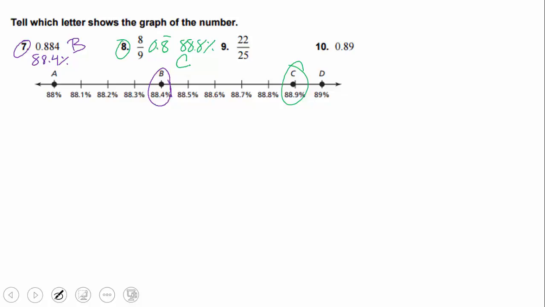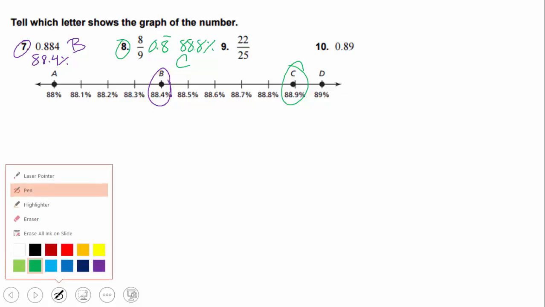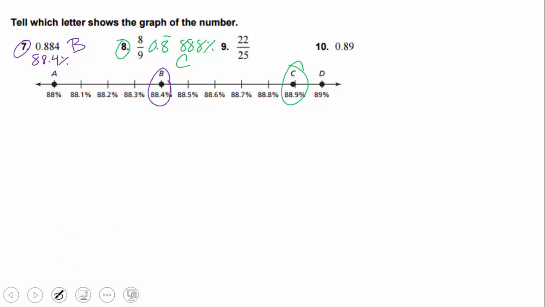All right, so moving on, grab another color. I'm going to go blue. I'm going to go 9 is blue. 22 over 25, converting that to percent, I can multiply by 4 and get 88 over 100. And that's 88%. And I find 88% is, where's 88%? Oh, that's way over here. 88% is A. So 9 is A.